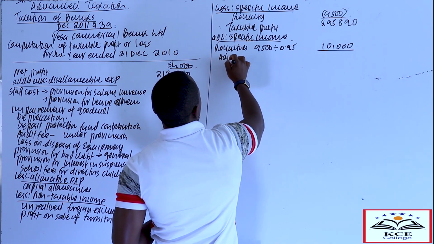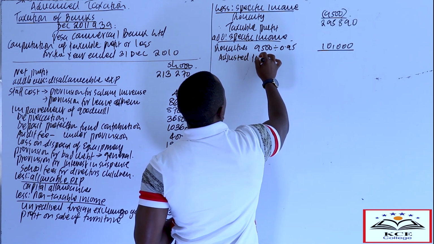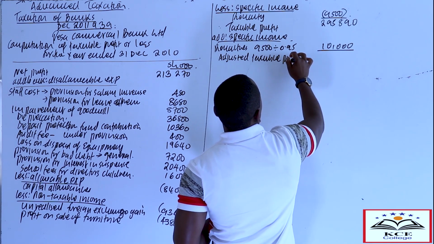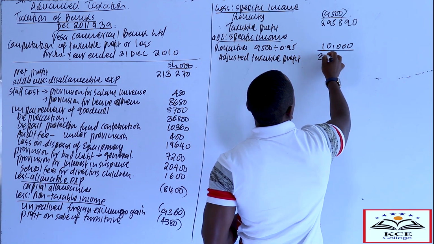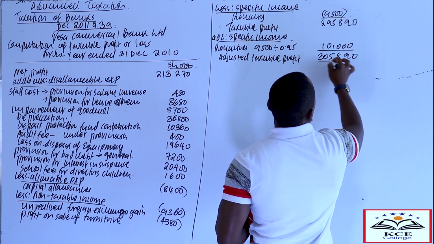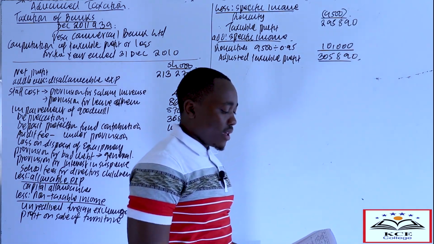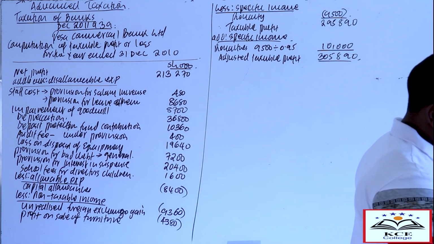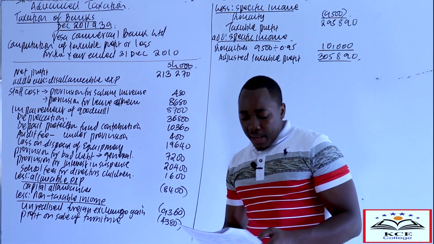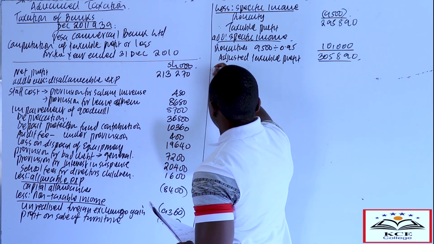So that's how you get the amount of adjusted taxable profit. So it will be an amount of 305,890. Good. So that's how you answer part 1. So let's go to part 2 of the question.